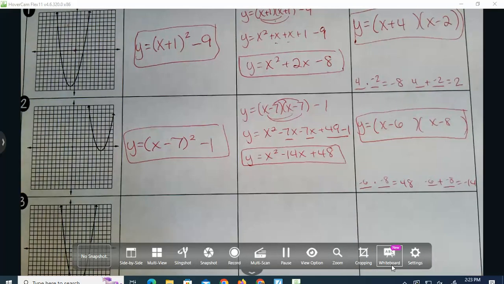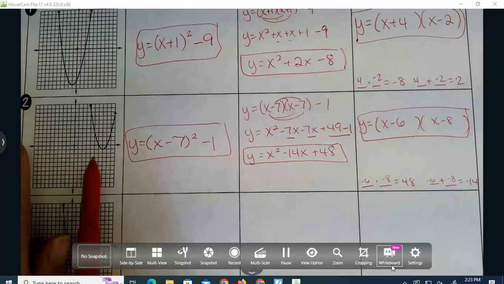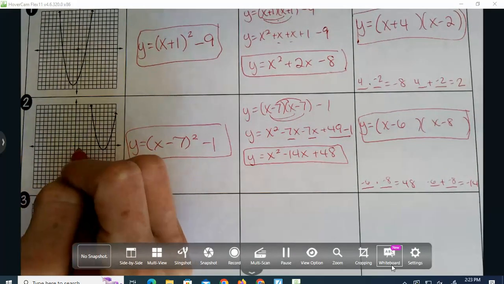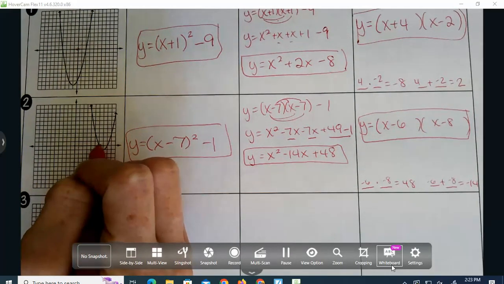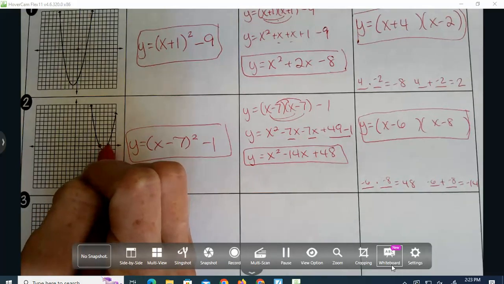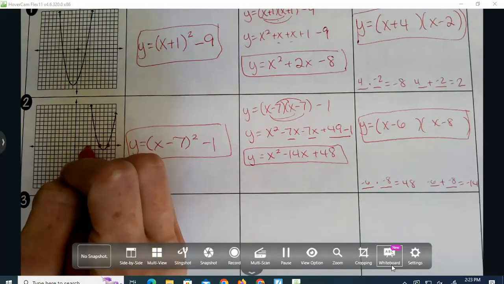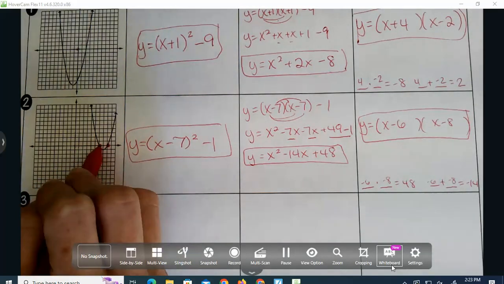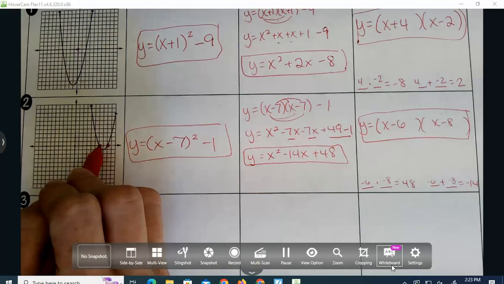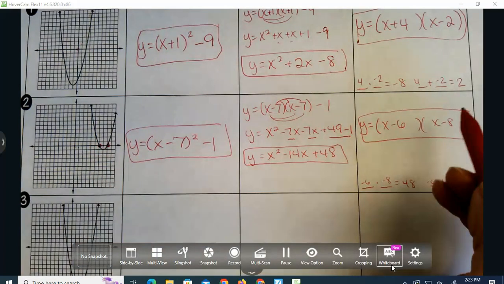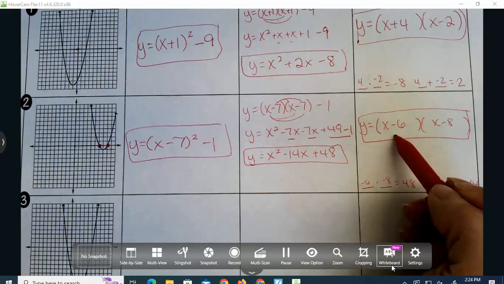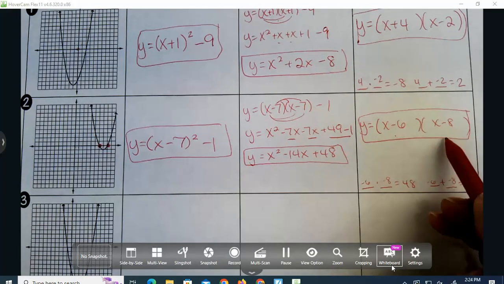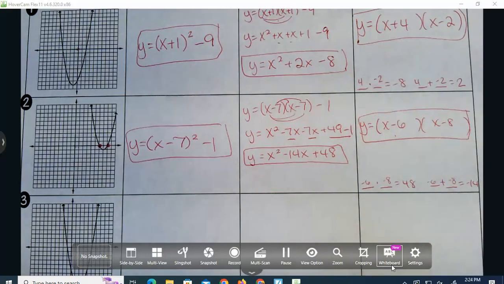If I look at my graph, what are my solutions where it hits the x-axis? Positive 6 and positive 8. If you set x minus 6 equal to 0, do you get positive 6? Yeah, if you set x minus 8 equal to 0, we get positive 8. So we can tell the zeros from the graph or the factored form.